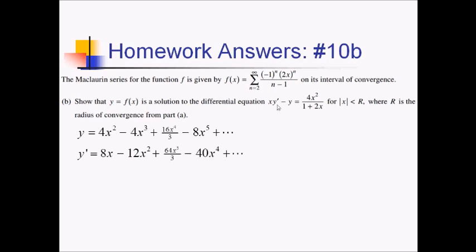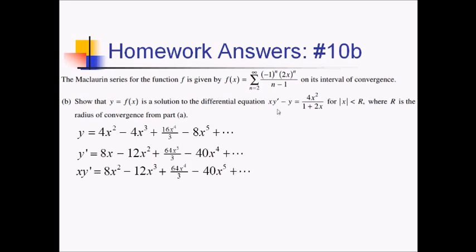Next, to simulate the stuff on the left side of this differential equation, we need to multiply all this by x. So this is going to be xy prime. So that's going to be 8x squared minus 12x to the 3rd. So this one isn't so bad. 64x to the 4th over 3. And then finally minus 40x to the 5th, and so on and so forth.